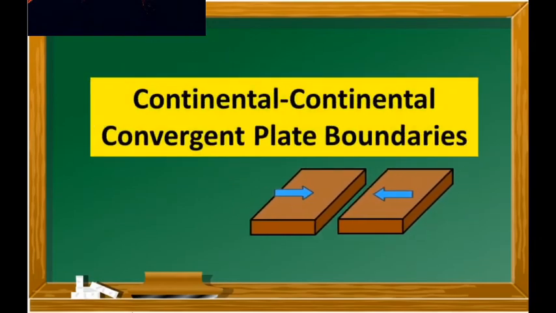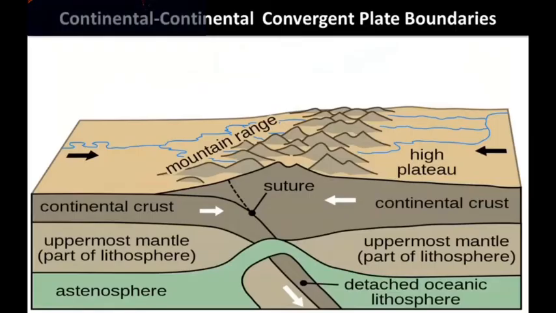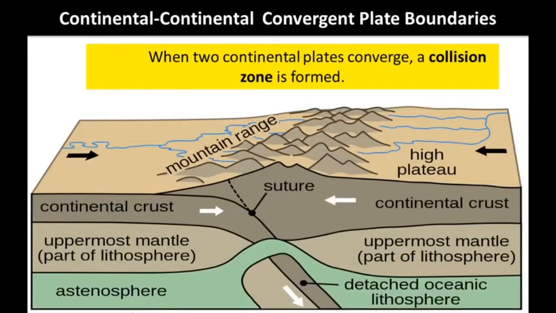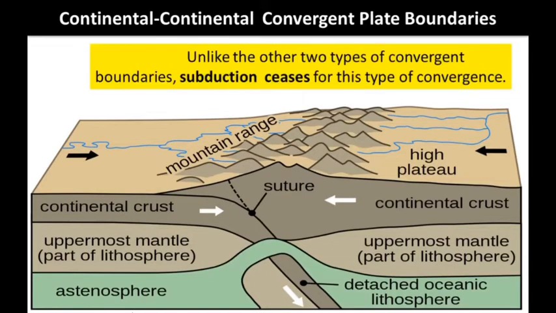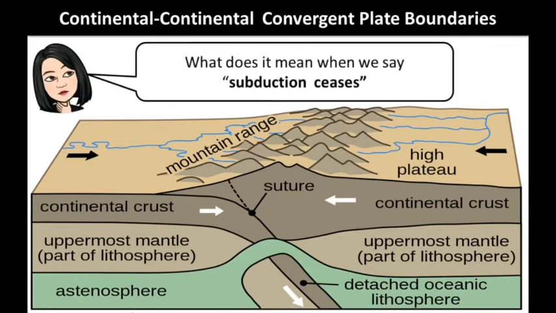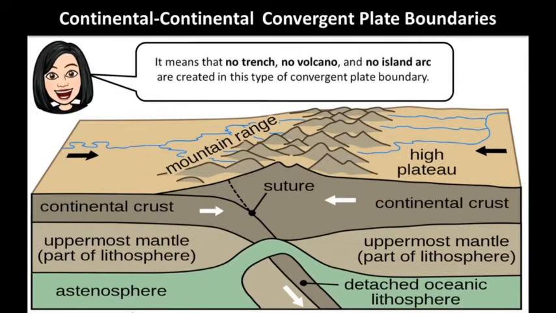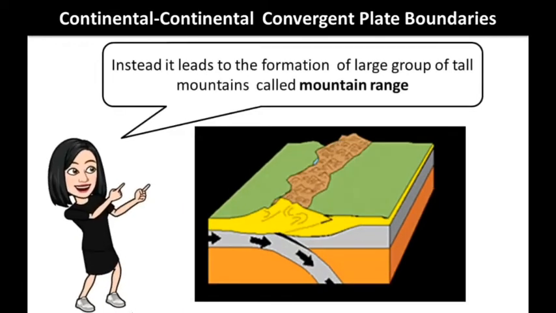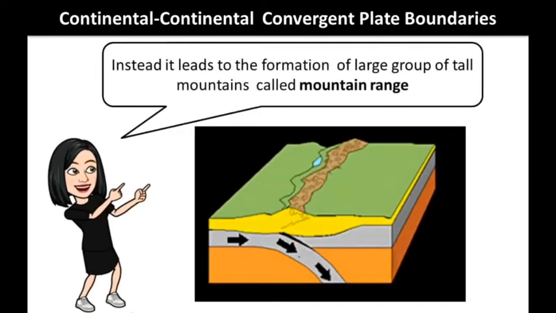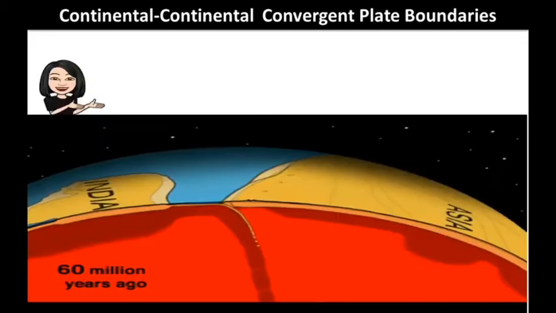Continental convergent plate boundaries. When two continental plates converge, a collision zone is formed. Unlike the other two types of convergent plate boundaries, subduction ceases for this type of convergence. What does it mean when we say subduction ceases? It means that no trench, no volcano, and no island arc are created in this type of convergent plate boundary. Instead, it leads to the formation of a large group of tall mountains called a mountain range.